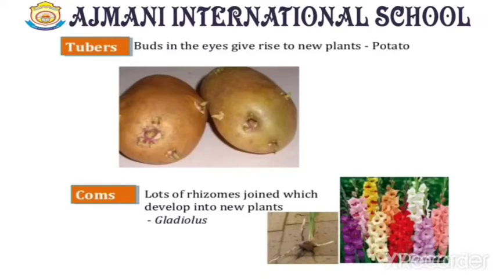The fourth underground stem that performs vegetative reproduction is corms. They are short underground stems swollen with stored food. It has buds that can grow into new plants. For example, the corm of Colocasia and Gladiolus.